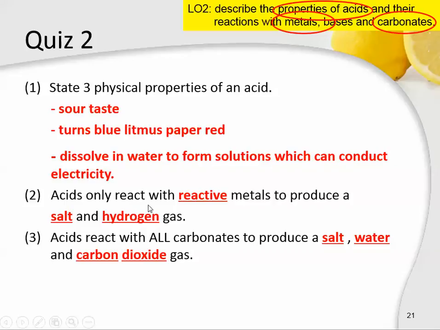Now, acids only react with reactive metals to produce a salt and hydrogen. Acids react with all carbonates to produce a salt, water, and carbon dioxide gas. All these are important facts you have to remember.